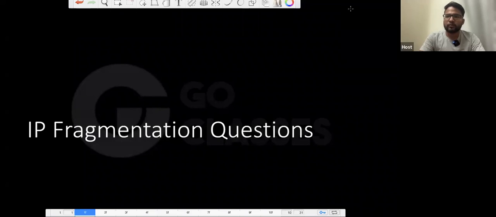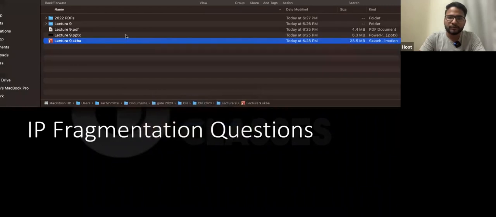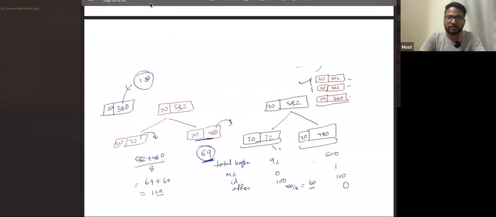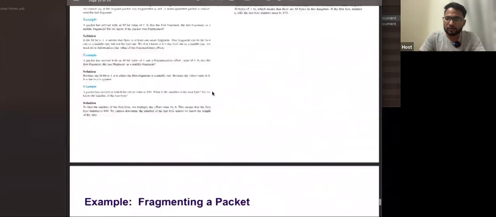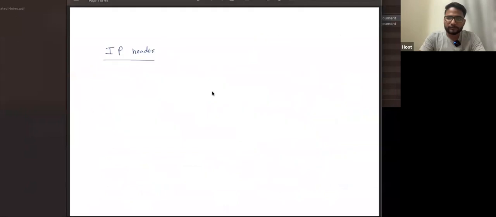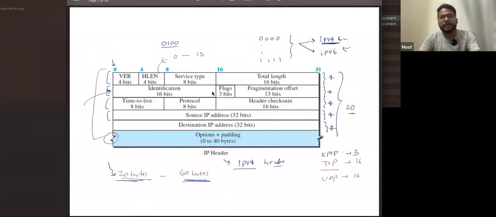Today we are going to see some of the questions from IP fragmentation. Before that, let me recall what we have studied in IP in the theory lectures. We are currently at the network layer, and the most popular protocol at the network layer is IP. This is the IP header that we have seen in the theory lectures.